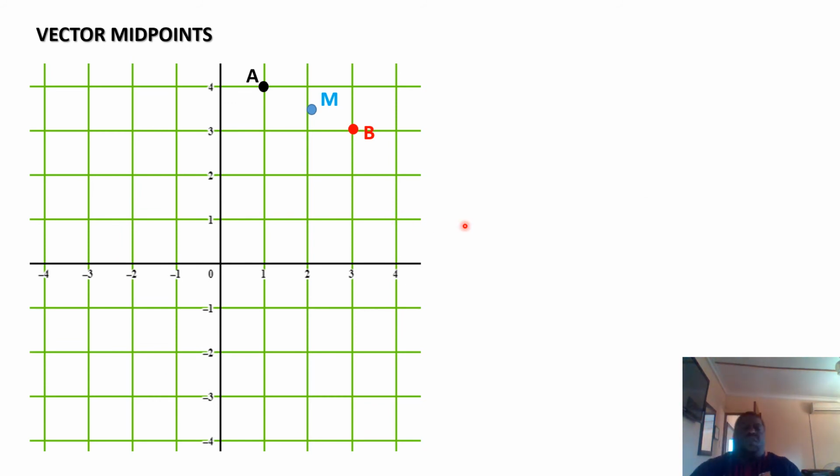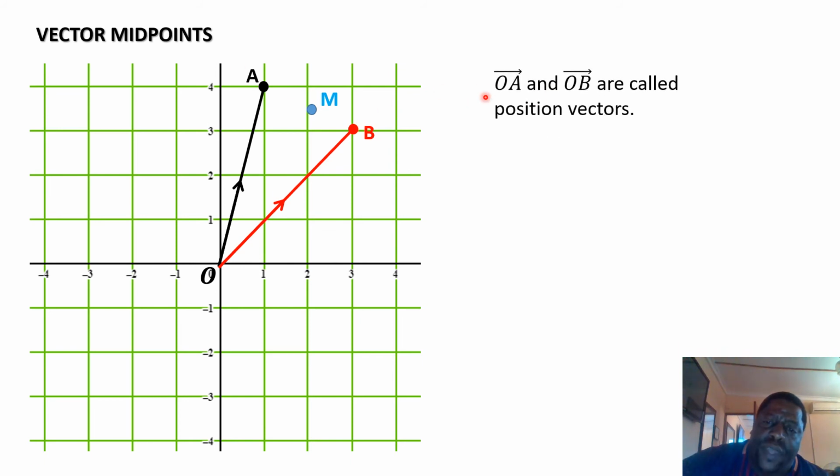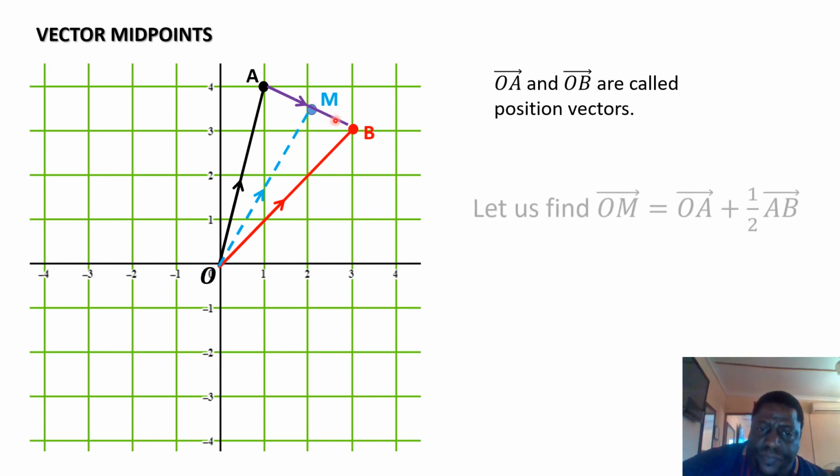Right, this is an important concept, the midpoints of vectors. So I hope you pay attention to that. If you have vector OA and vector OB, we want to find the midpoint of that. OA and OB are called position vectors because they start from the origin. They're tied to the origin. Then OM is the midpoint, right? So how do you find that midpoint?